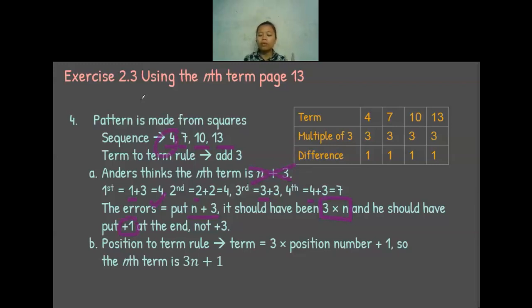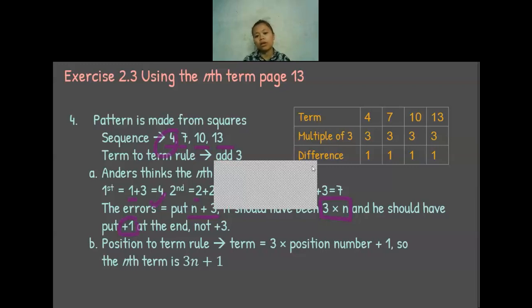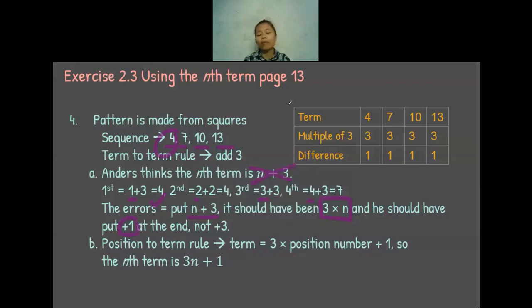Or to make it easier for you, or to confirm whether it is correct or not, you can find the position to term rule first. I make the table again, with the term and the multiple of 3. Why multiple of 3? Because the term to term rule is 3. From the table, the terms are 4, 7, 10, 13. The multiples of 3 are 3, 6, 9, and 12. For the difference, all of them are constant, equal to 1. So the position to term rule will be 3 times position number plus 1.